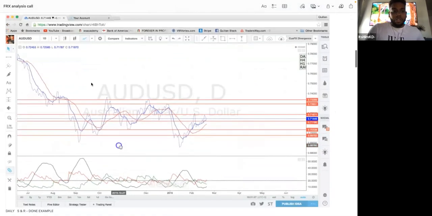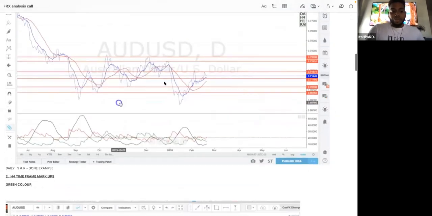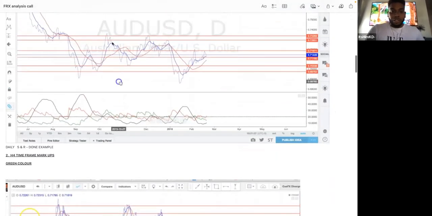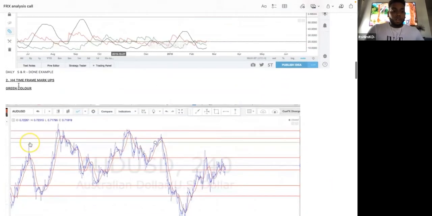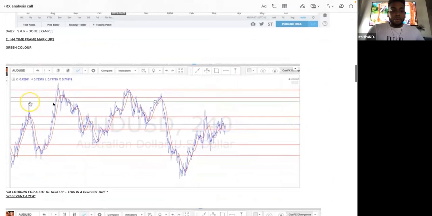Then, here's the daily as well, like confirmations, what I really look for. As you guys see, I look for touches that happen. That's where I really mark up. Then, on the 4 hour time frame, I mark it up green. This is where I really trap the market at. I look for the reversals and how many times it touched there. And I really trap the market.